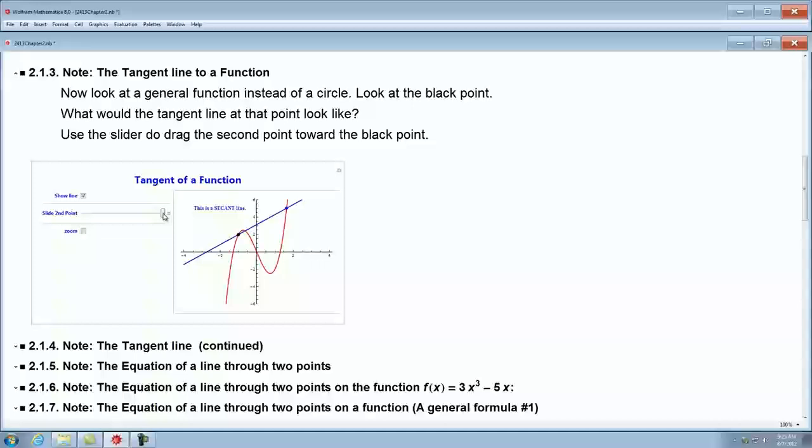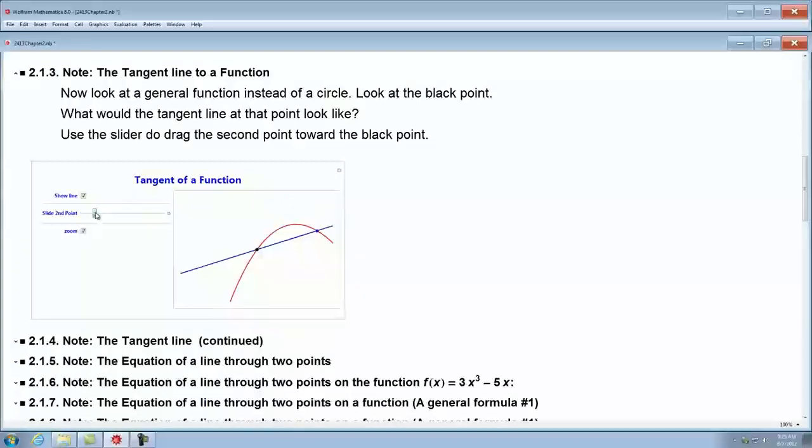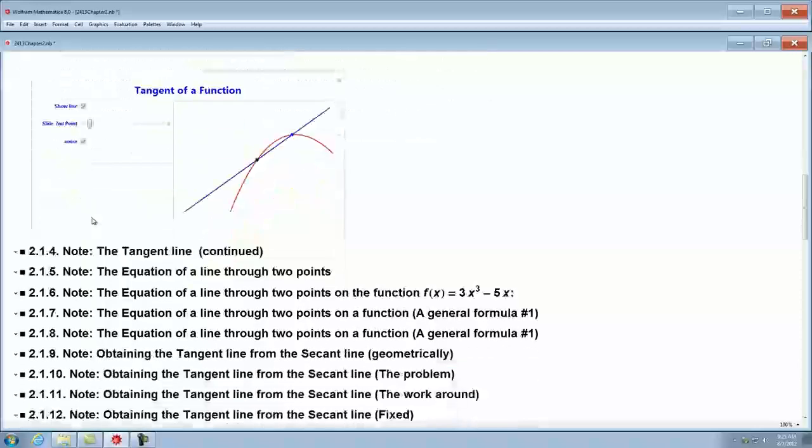I'll take my slider here and I'll drag that second point, and what I'm doing is I'm changing the x value in the function, and it's pulling this point along the function, and I'm going to get it closer and closer to that black point. And about right here, I'm going to zoom in so we can really see what's happening. And you can see that as I try and get closer and closer, eventually I get right on top of that other point, and I will get the tangent line. So that's where we're headed here. That's the concept.